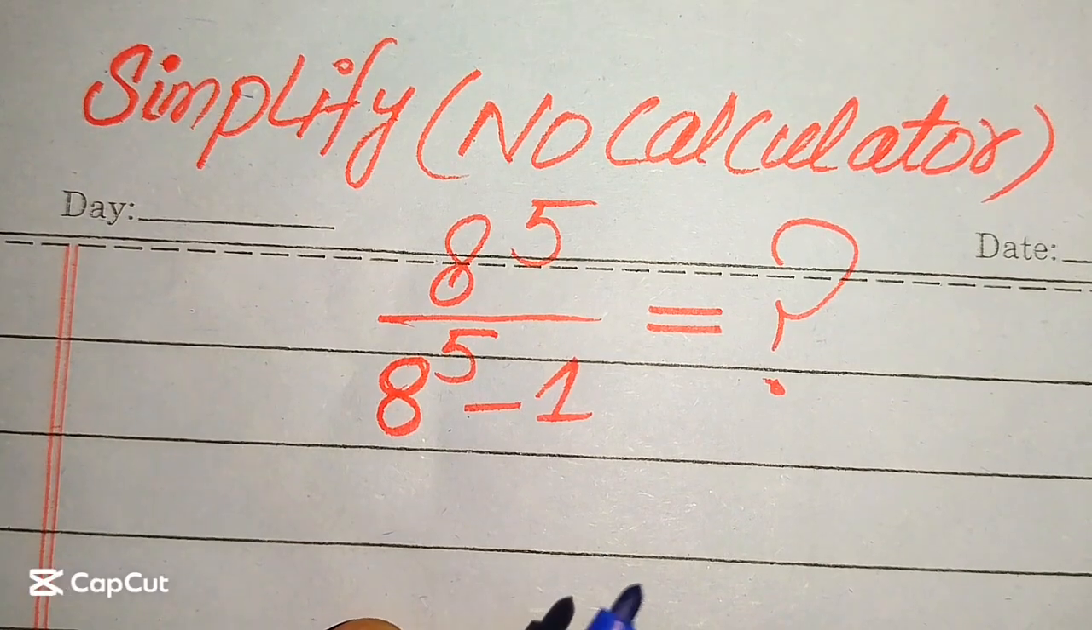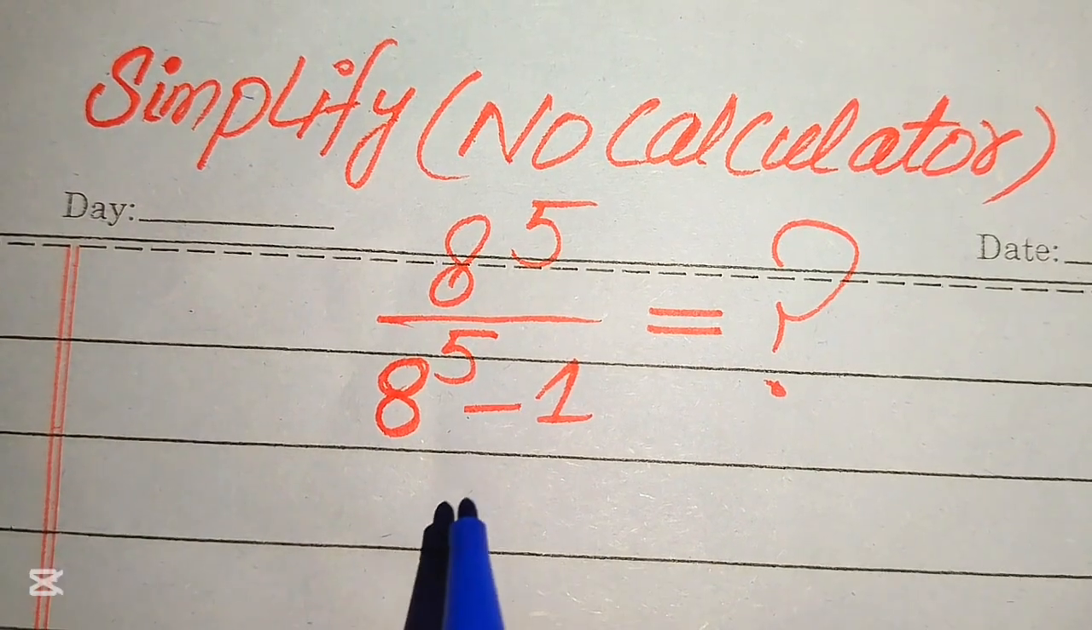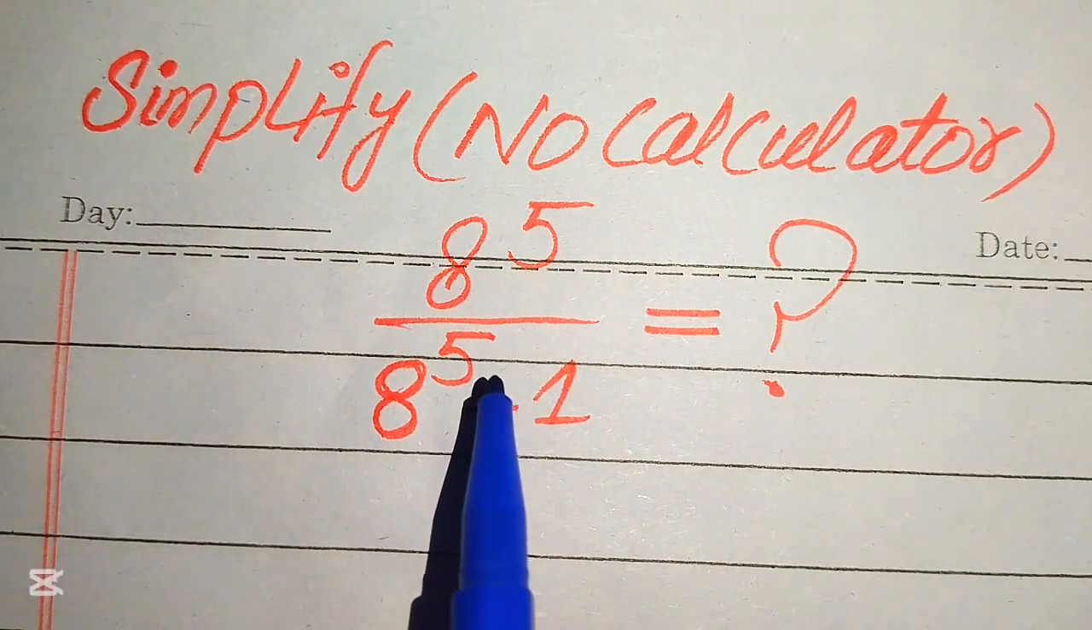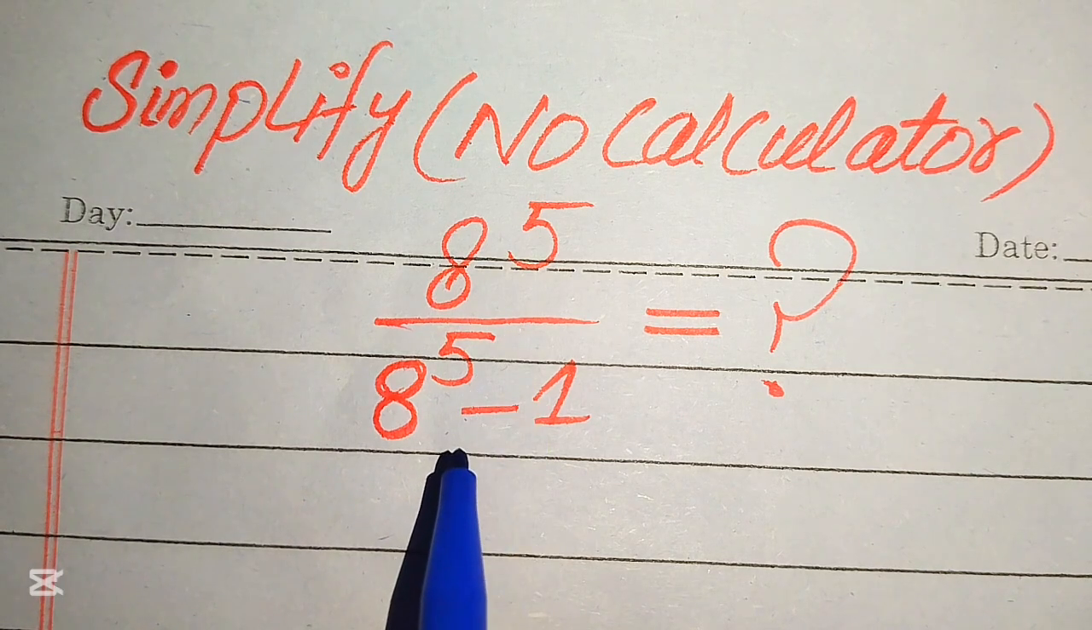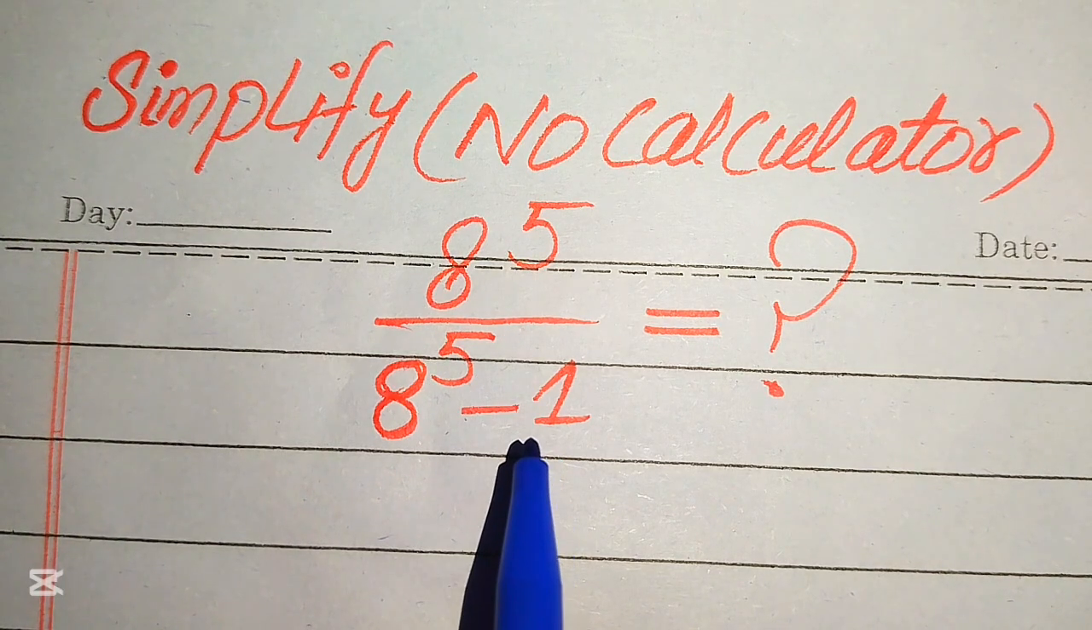Hello everyone, today I want to show you how to simplify this nice algebraic expression: 8 to the power of 5 divided by 8 to the power of 5 minus 1.